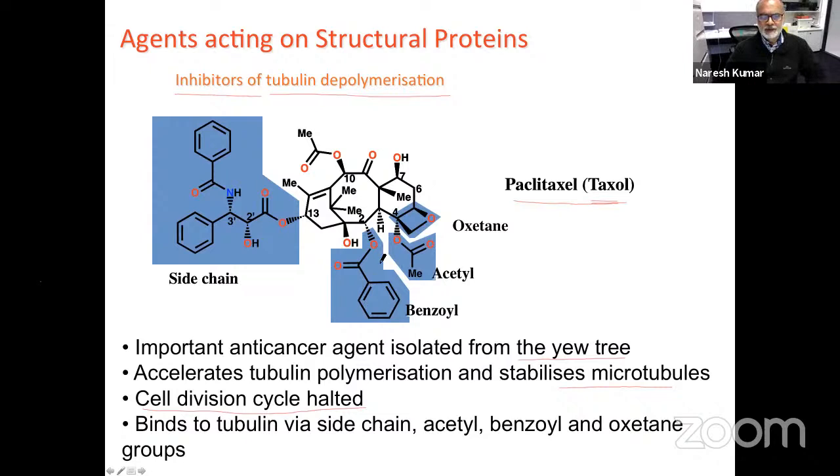The portions which are highlighted in green here, they are involved in binding to tubulin, okay? So the acetyl group, the benzoyl group, the side chain, they're all involved in terms of binding to the tubulin itself. So again, I don't want to go into too much detail here, but just telling you that this can be also important as well. Okay.